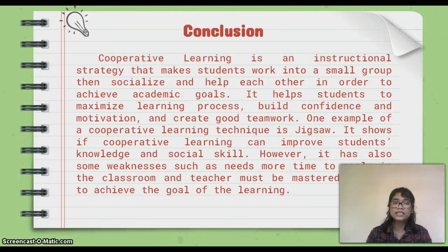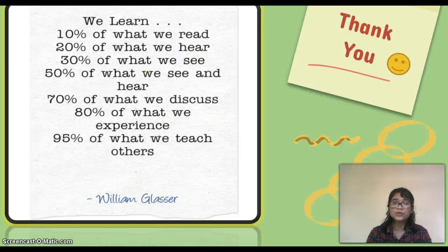Alright, this is the end of this presentation, but before I finish the presentation today, I would like to give a quote from William Glasser. William Glasser has said, "We learn 10% of what we read, 20% of what we hear, 30% of what we see, 50% of what we see and hear, 70% of what we discuss, 80% of what we experience, and 95% of what we teach others."